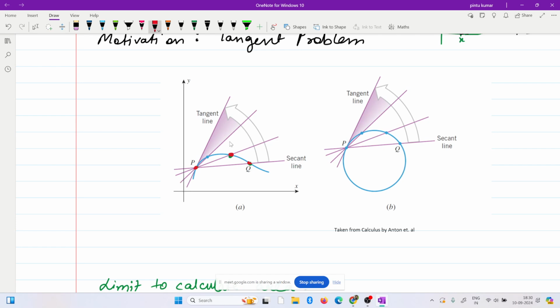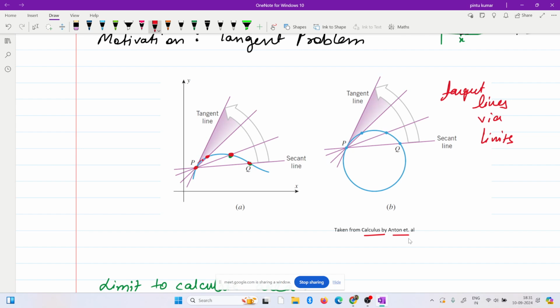Then you again obtain a second line passing through P and Q, and you do the same thing again. We are drawing lines through these two points. When we reach the point P, we can't draw a line passing through just one point, so what we are doing is limiting this process. We keep drawing these lines by decreasing the distance of Q from P, and we will get the tangent line. So we can obtain tangent lines via limits.